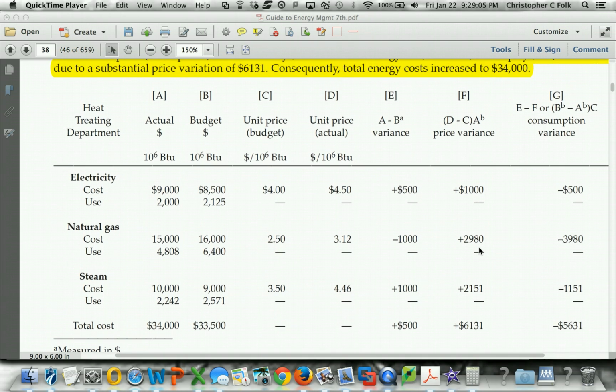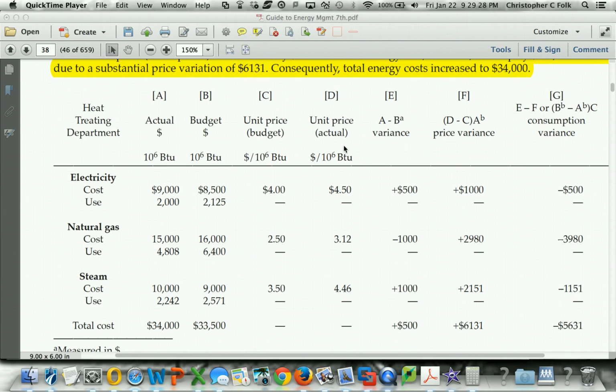So they have a budget. They budgeted for a certain amount of millions of BTUs, and they determined that, of course, they had to calculate it to the BTUs for their electricity cost, their gas cost, and their steam cost. And we can see that their budget was $33,500. And you can see these other categories and columns that are listed here.